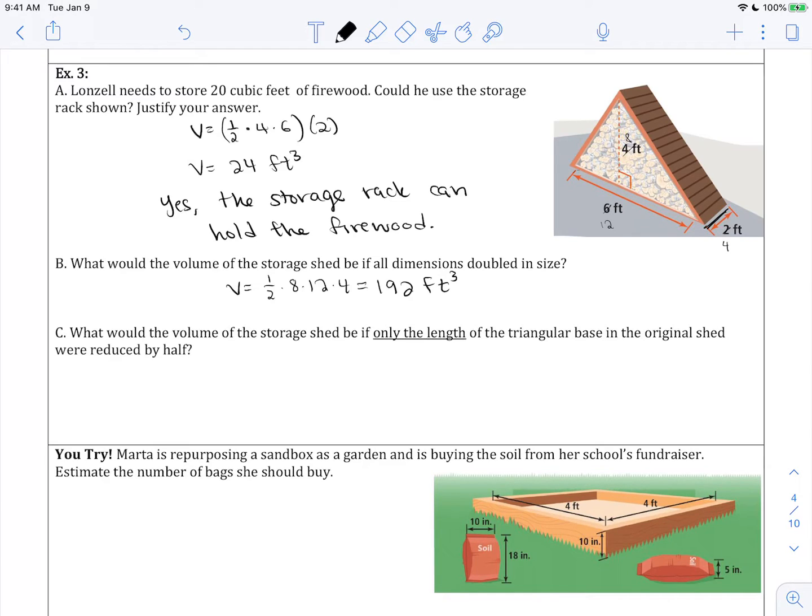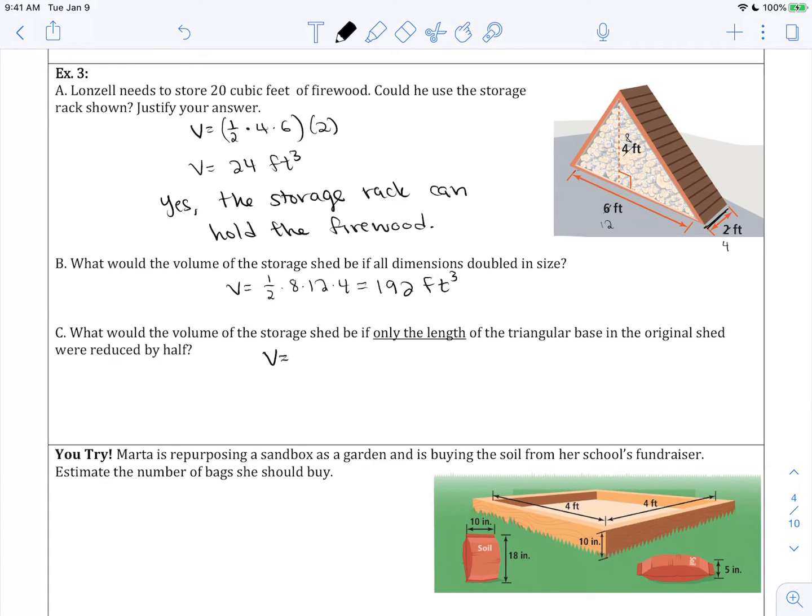Okay. Last one, what would the volume of the storage shed be if only the length of the triangular base in the original shed was reduced by half, right? So, what would the volume of the storage shed be if only the length of the triangular base was cut in half? So we would have volume.